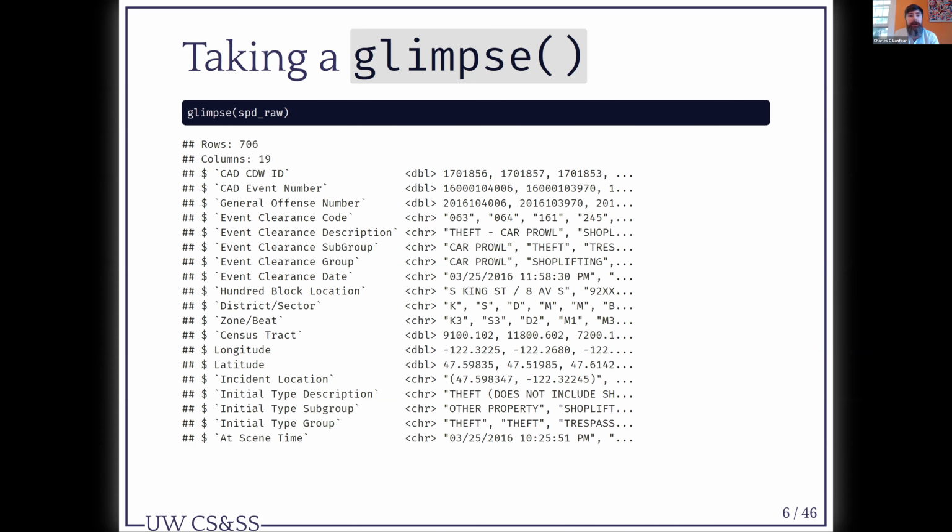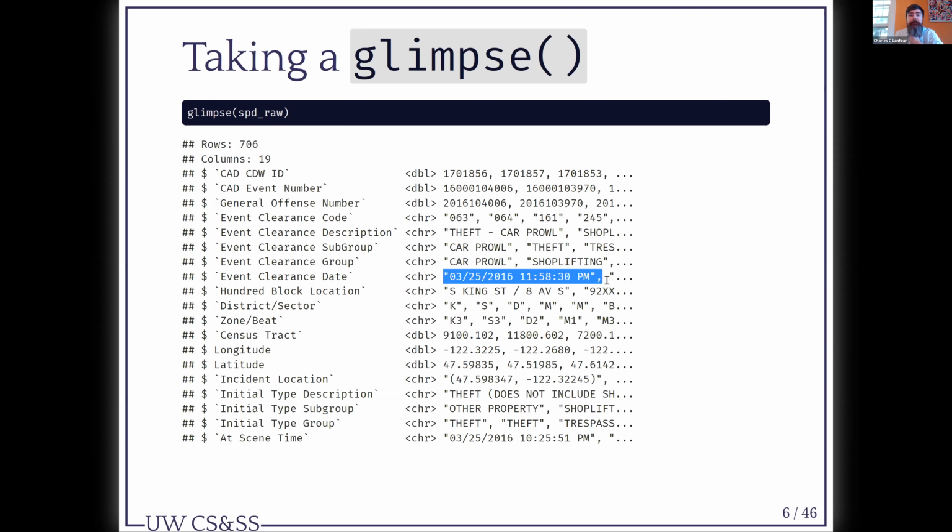If you look at an observation, you might see something like some sort of unique number here, like a CAD number. Technically speaking, the number you'd actually be looking for would be the general offense number, which uniquely identifies the event. There would be a description, like a theft, a car prowl. It's a particular type of theft, people breaking into cars. It's part of a certain subgroup and total group of offenses.